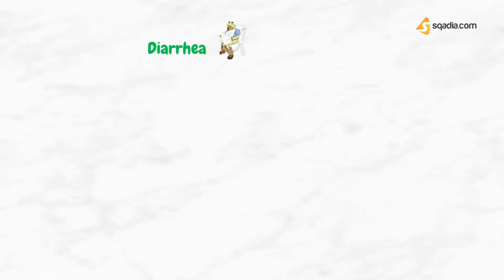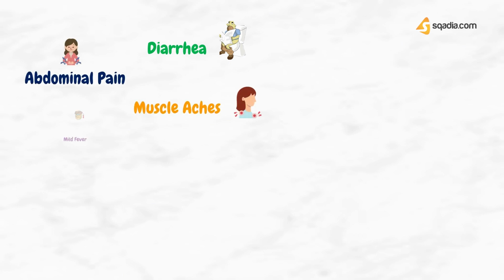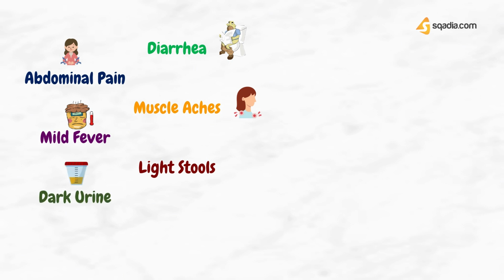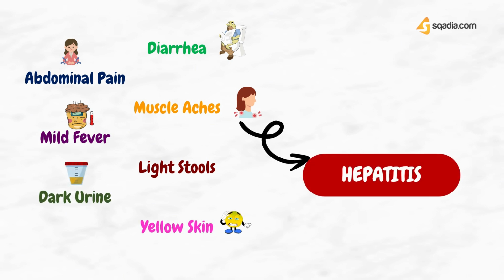Well, if the patient has diarrhea, abdominal pain, muscle aches, mild fever, light stools, dark urine, yellowing skin, which occurs after contact with people that are infected with hepatitis, then the child may be suffering from hepatitis, which is a liver infection.